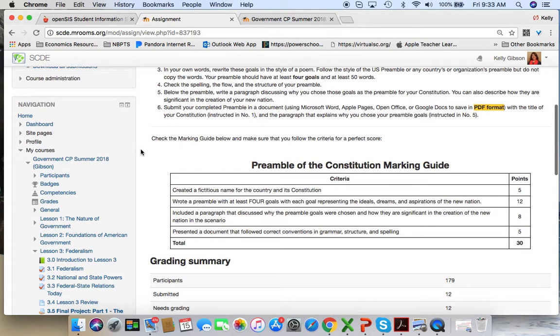Now, looking at the marking guide, this is how you get full credit. You created a fictitious name for the country and its constitution. You have a preamble with at least 4 goals, and each goal representing the ideals, dreams, and aspirations. You included a paragraph that discussed why the goals were chosen, and you followed the correct conventions in grammar, structure, spelling, capitalization. I expect to see capital letters and periods in the correct space.